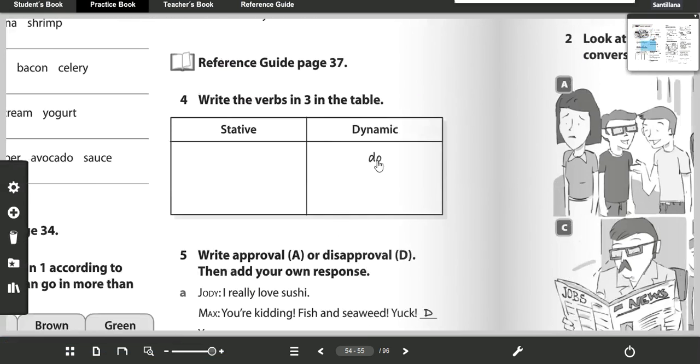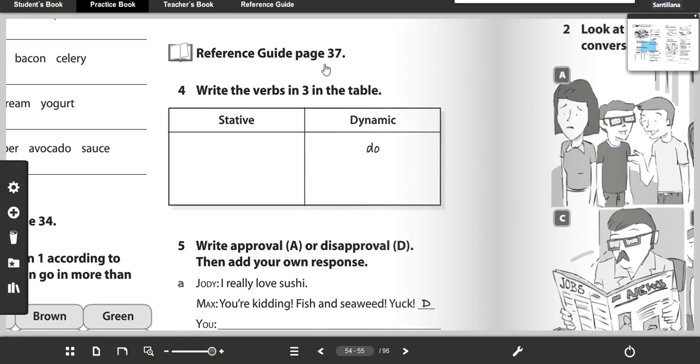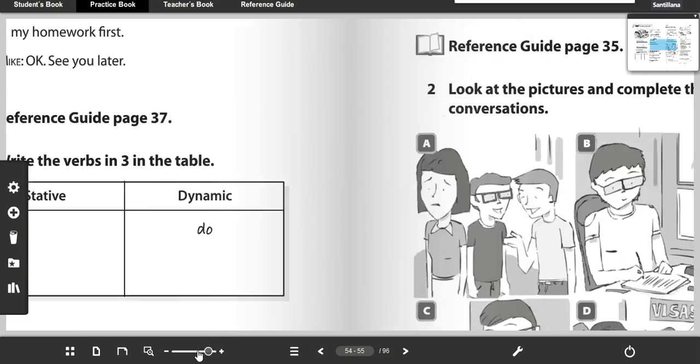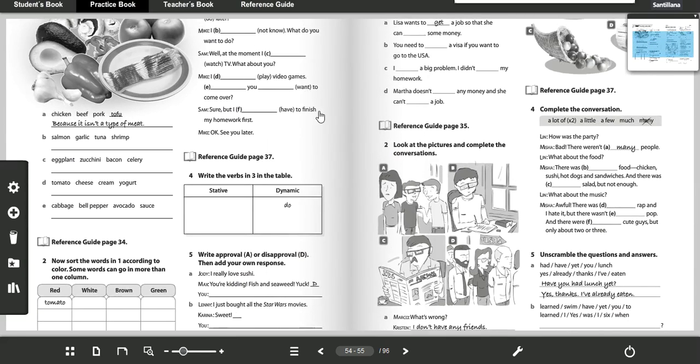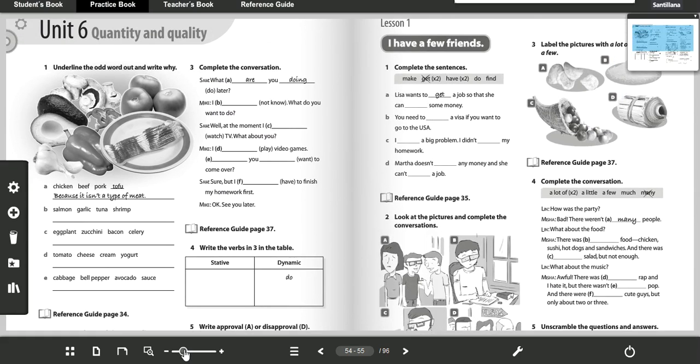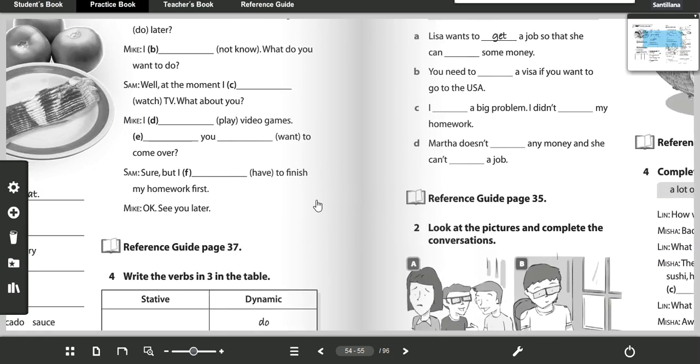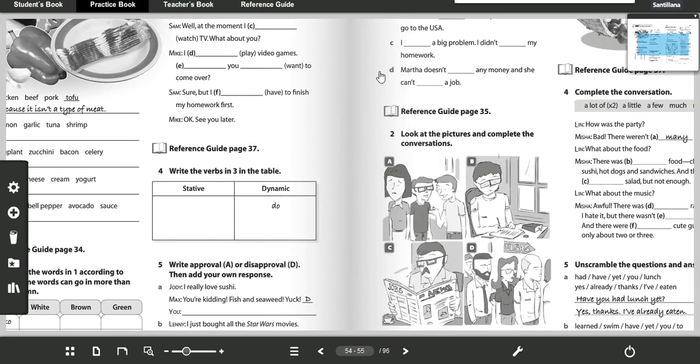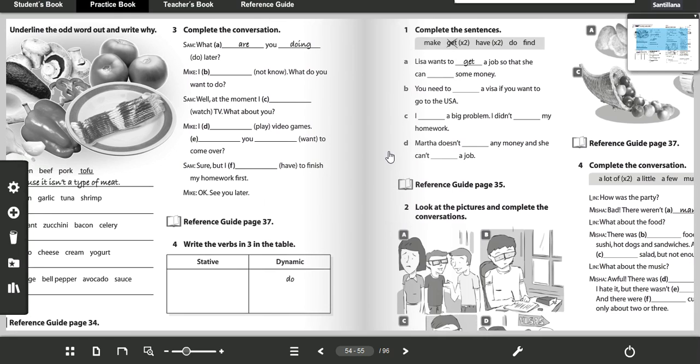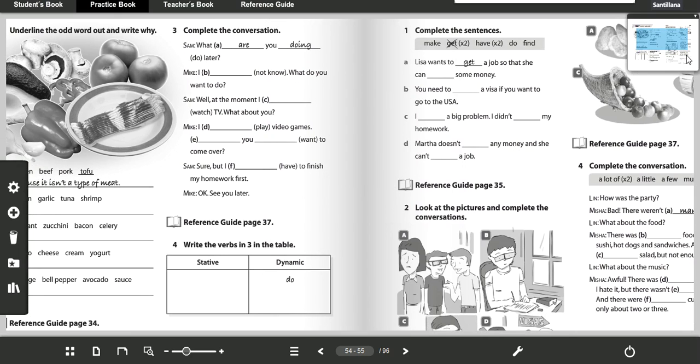And no problems. Now this says here, reference guide, page number 37. That is one that you see. Write the verbs in the table. Which of the verbs we had up here were stative and which were dynamic? I'm going to put it smaller so you can read at the same time. Okay, the verb know. What do you think about the verb know? Where are you going to write it down? Stop the video and try to do it by yourselves, please. Stop. Excellent.